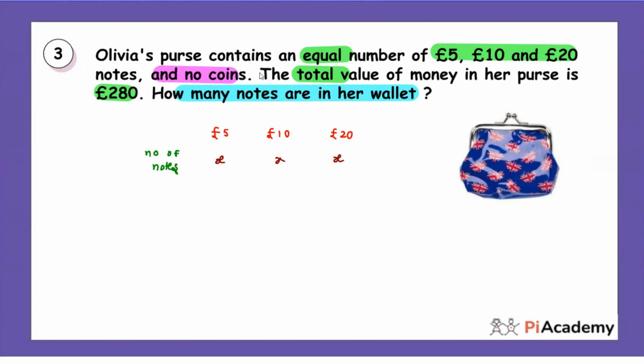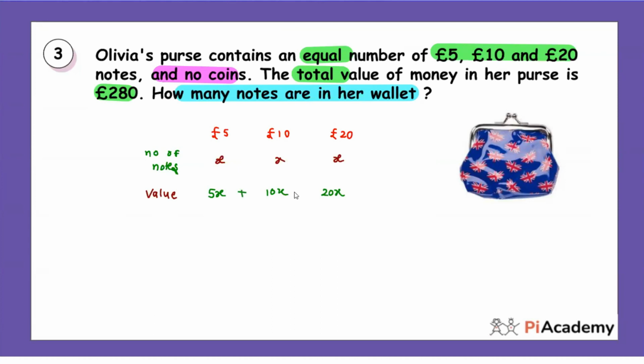Okay. And the next line is the total value of the money in her purse is £280. So let's add one more row, and this row talks about value. Here you can multiply £5 times X, that is 5X. This is 10X. And the last one is 20X. So this is the individual value. For example, you have X number of notes, then the value is 5X, right? And this is 10X, this is 20X.